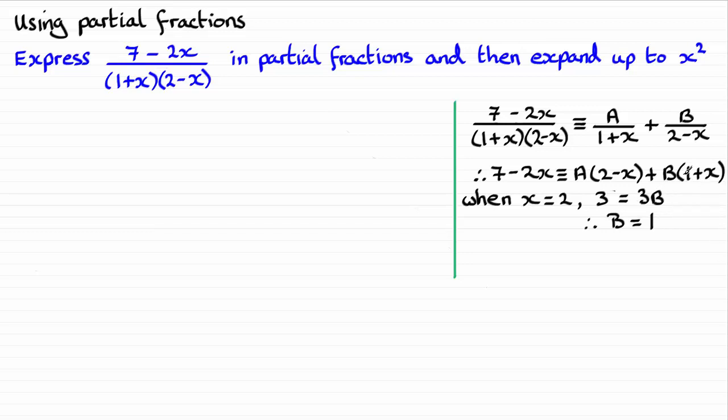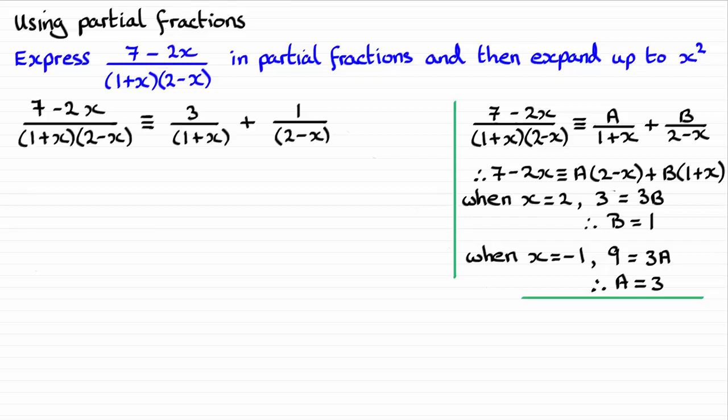And now setting x to be minus 1 to make this bracket 0, we end up with 7 minus 2, which will give us 9. And here we're going to have 2 minus minus 1, which is 3a. Okay? Dividing both sides by 3 gives us a is 3. So that means that we can now rewrite our expression as a, which was 3 over 1 plus x, and b, which was 1 over 2 minus x.